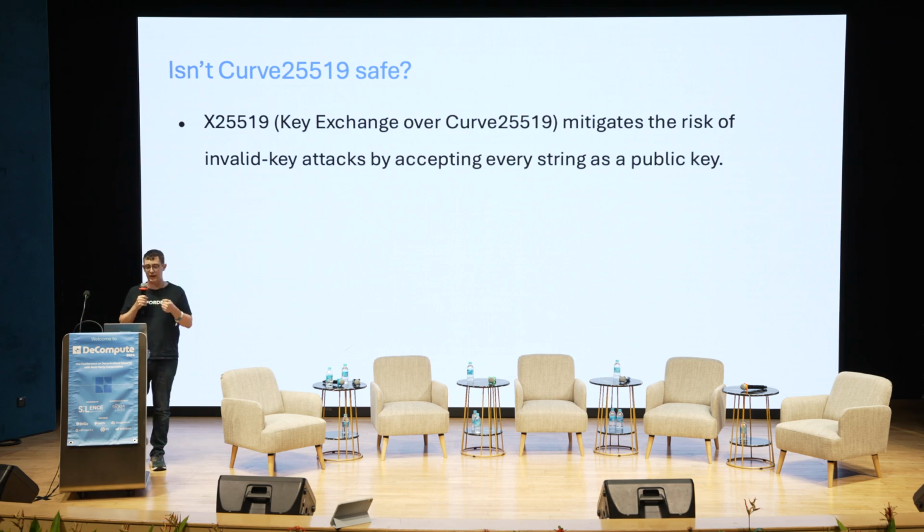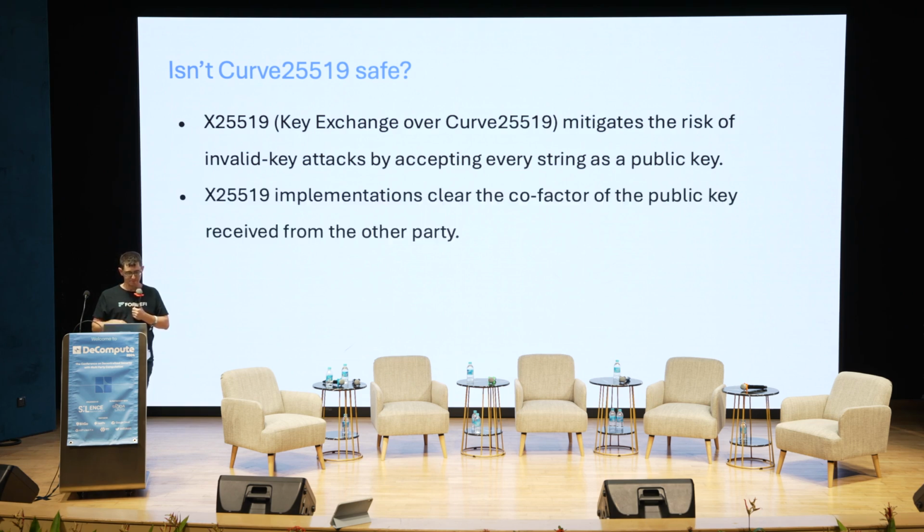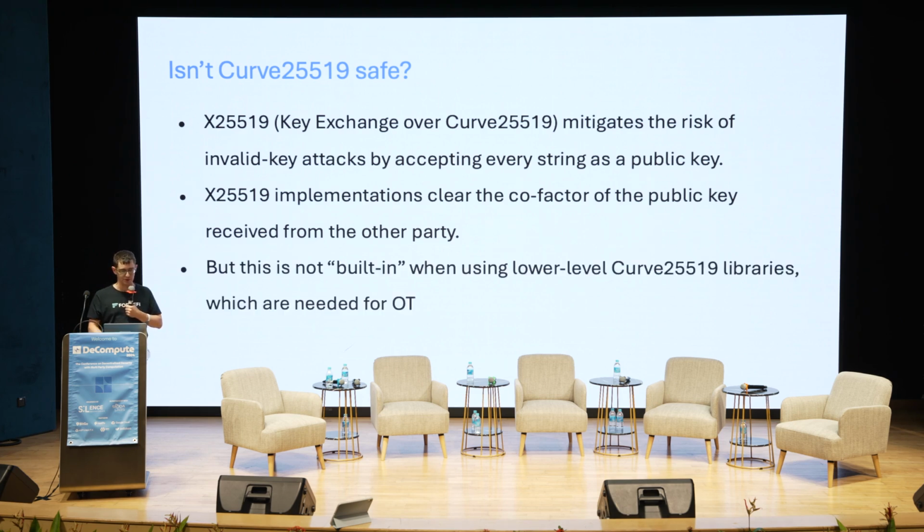So if we're running a key exchange and the other party sends me a bit string which doesn't fall on the correct subgroup, then the implementation handles it. It does this cofactor clearing and avoids leaking any information about the secret key of the receiving party. This is handled in most implementations of the key exchange protocol. But the more subtle point here is this is not built into the lower level curve 25519 libraries, right? This is only done in the higher level protocols.